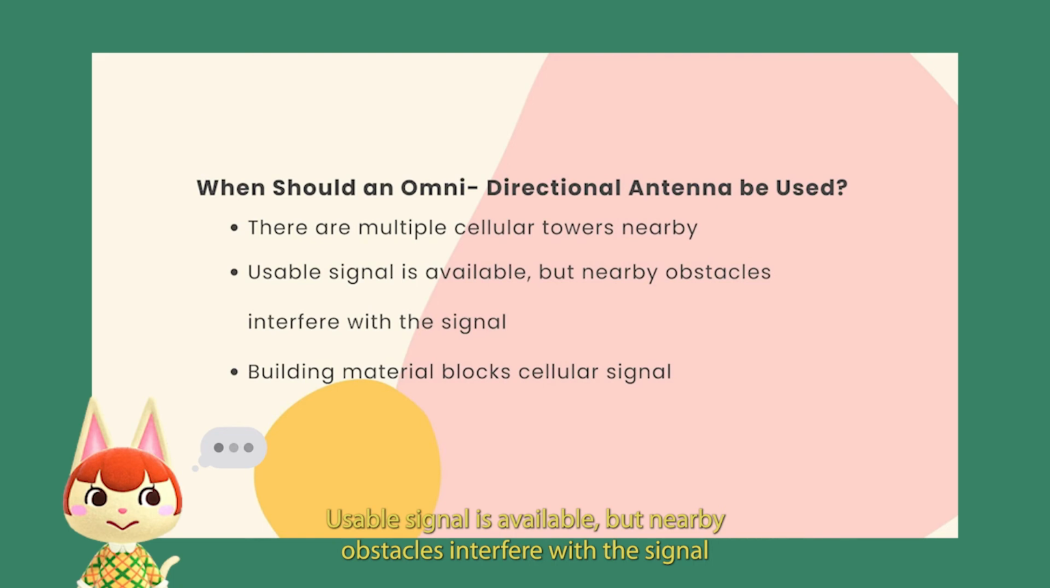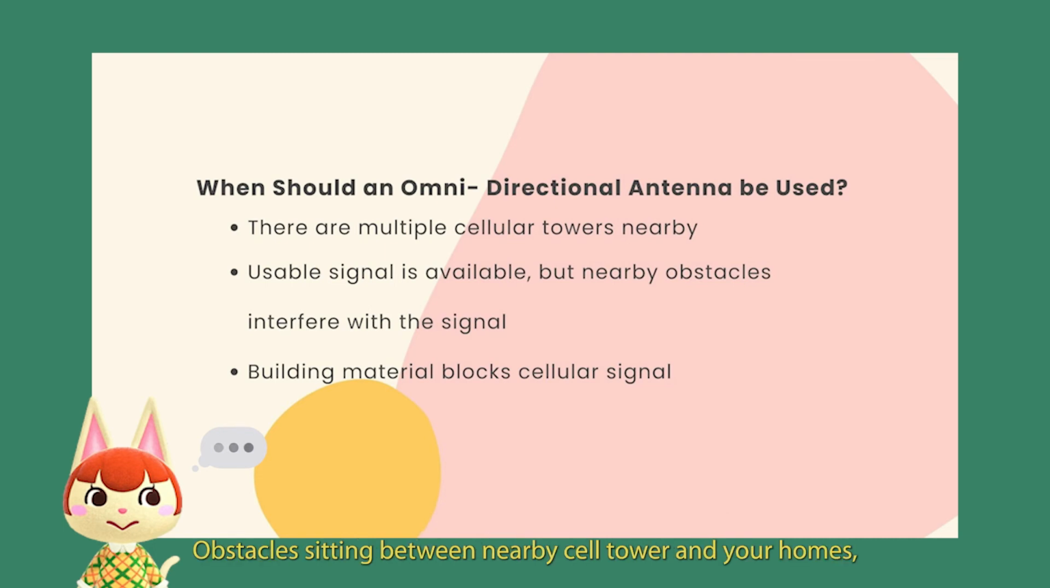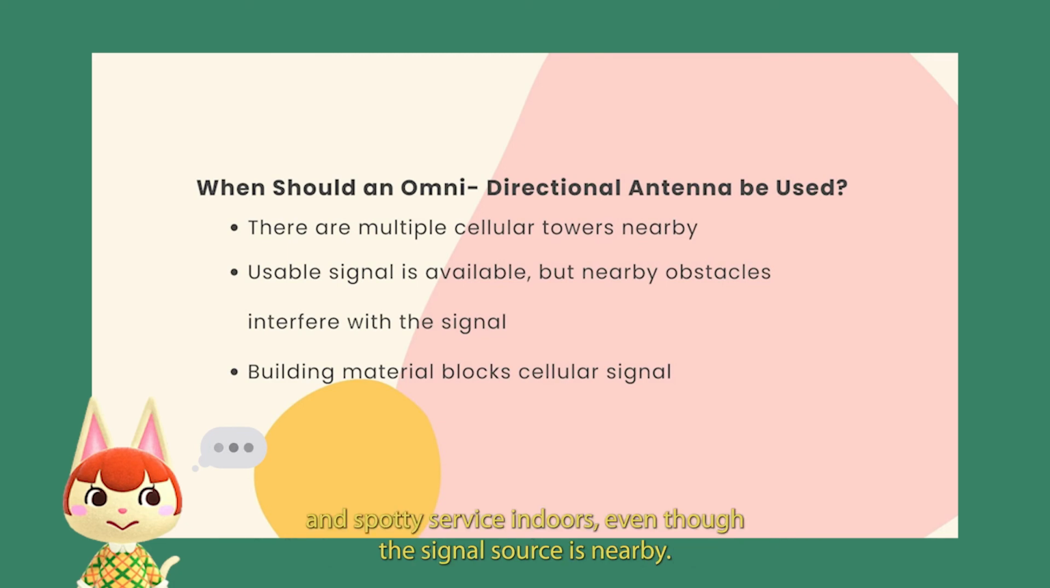Second, usable signal is available but nearby obstacles interfere with the signal. Obstacles sitting between the nearby cell tower and your home, vehicle, or place of work, such as tall buildings, dense foliage, valleys, and bodies of water, can also reflect and refract incoming radio waves, altering their direction. Since the obstacle causes inconsistent cell reception, you are likely to experience below average signal outdoors and spotty service indoors, even though the signal source is nearby.